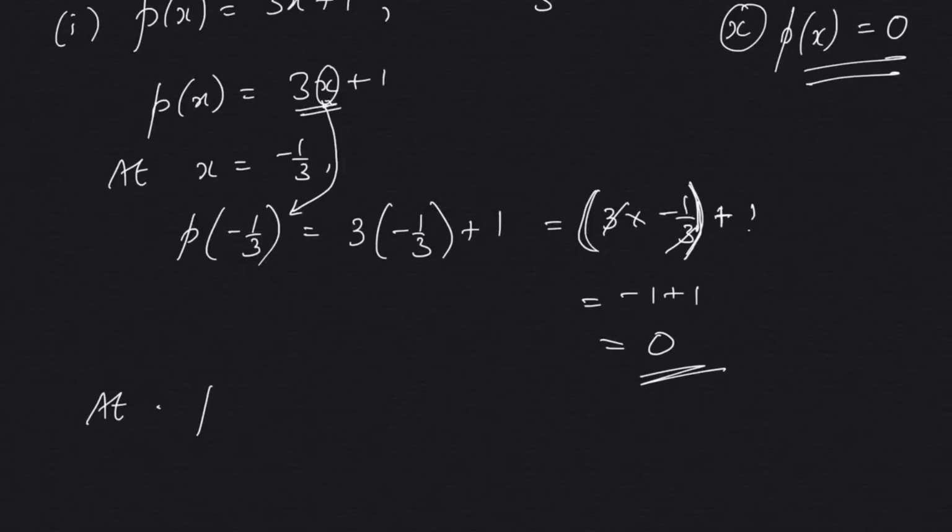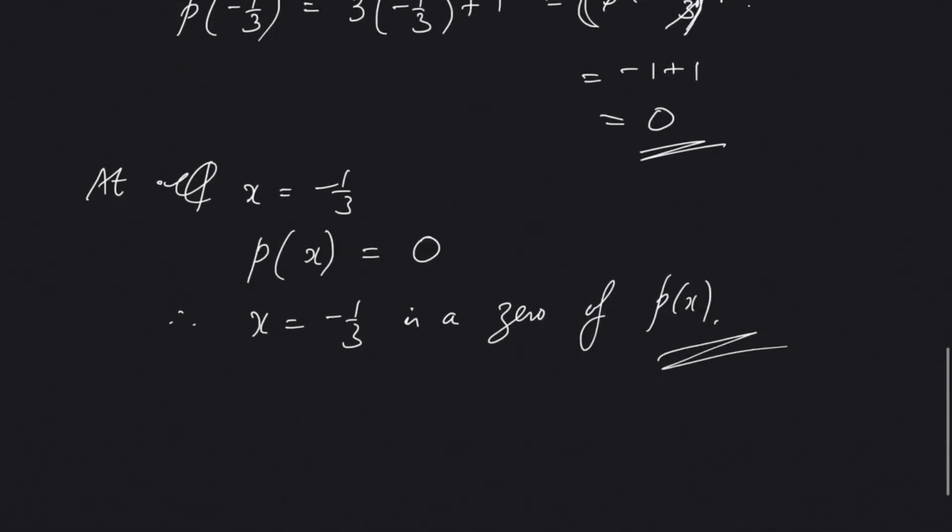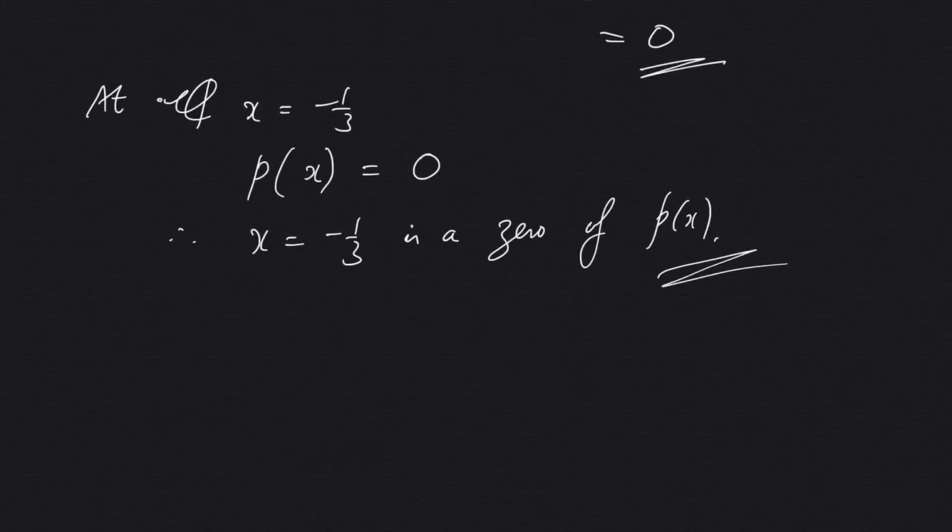At x equal to minus 1 by 3, the value of our polynomial turns out to be 0. So therefore x equal to minus 1 by 3 is a zero of our given polynomial. Simple as that. Again, moving on to one more question, let's say number 6.